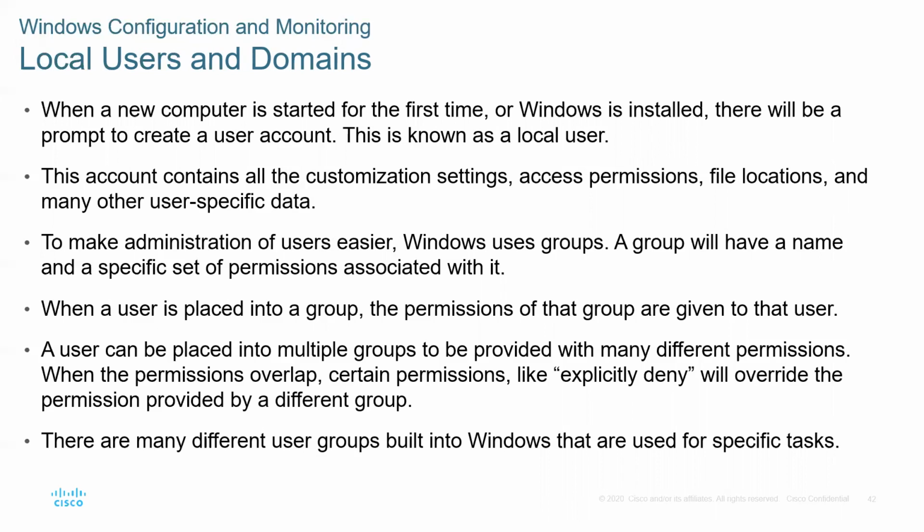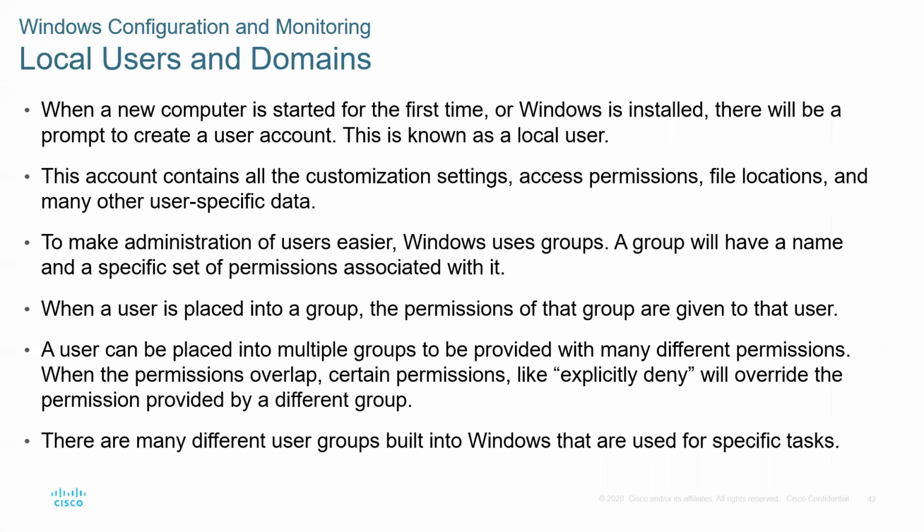All right, so some configurations: local users and domains. When a new computer is started for the first time or Windows is installed, there's a prompt to create a user account, and that's known as a local user account. It's local just to that computer system. That account holds all the customizations, access permissions, file locations, and other user-specific data. To make administration of users easier, you have what are called Windows groups. They put a bunch of users into groups, and those groups have a name and a specific set of permissions associated with them. When a user is placed into a group, the permissions of that group are given to the user.